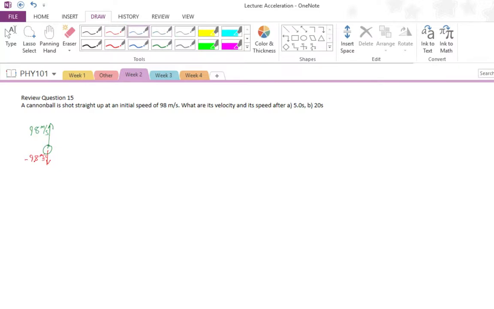So what do we know? We know our initial velocity is 98 meters per second, and we know that our acceleration is equal to negative 9.8 meters per second squared. And what are we interested in? We're interested in the final velocity in meters per second. And we also know the time is going to be 5 seconds, and then we'll recompute it for the time equal to 20 seconds.